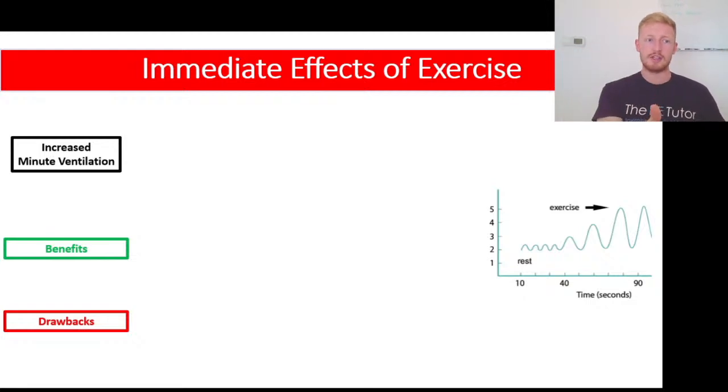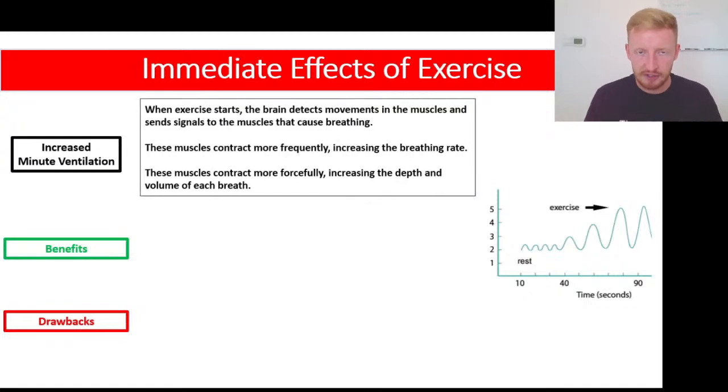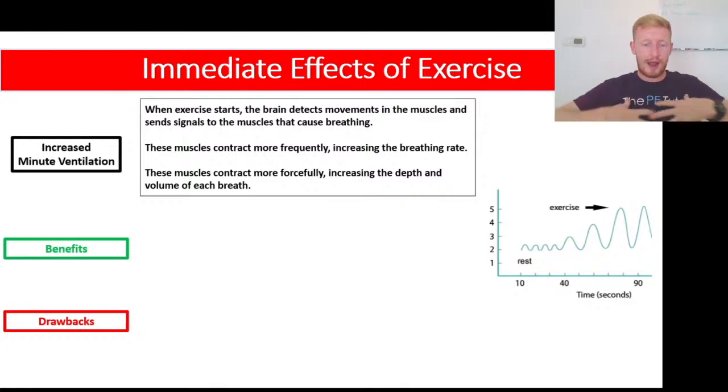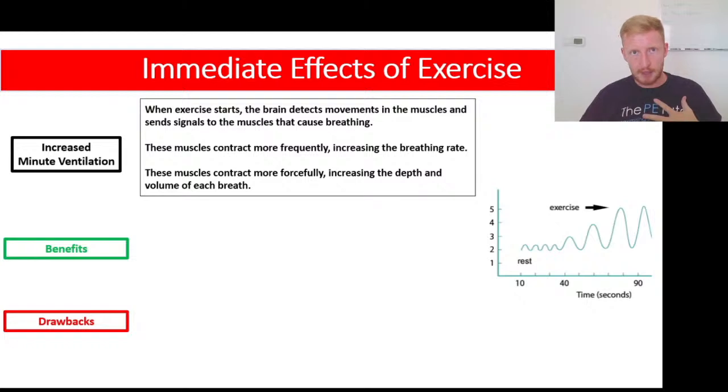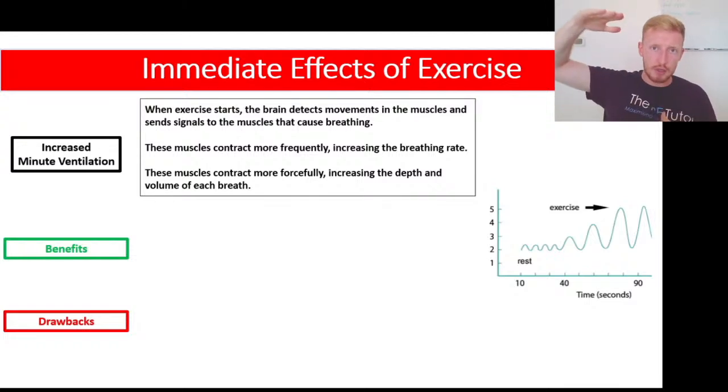When we start to exercise, we see an increase in minute ventilation. Why? How does this occur? Well, our body starts to change. And as it starts to change with its movements, with its temperatures, with its stresses, with its tension, our brain picks up those messages. It then sends a message of its own to our respiratory muscles, our diaphragm, our intercostals, our abdominals, and we start to increase the frequency of our breaths and increase the depth of our breaths as well. So we breathe more in and breathe more out per breath, and we do that more frequently each minute.